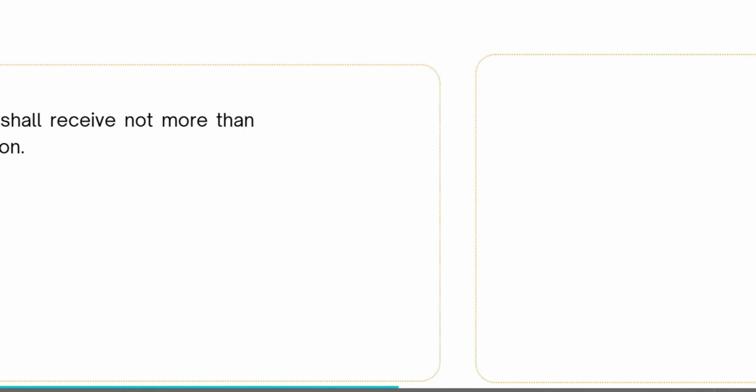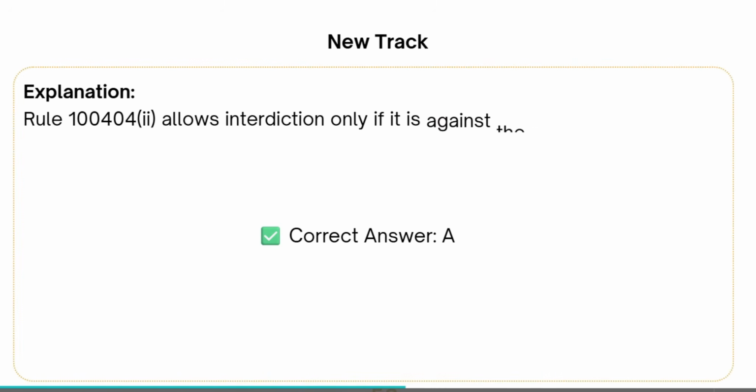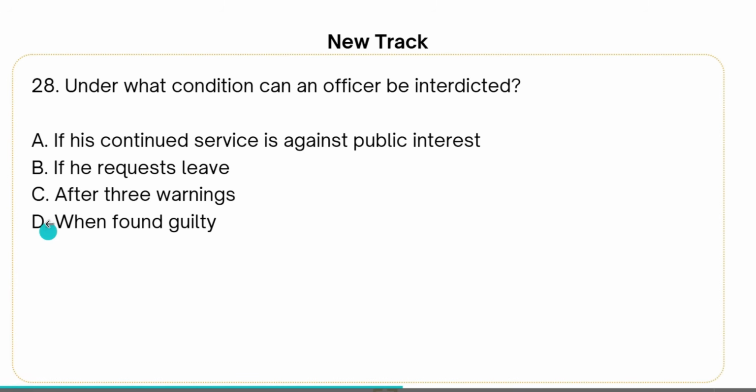Question on paragraph 29. Under what condition can an officer be interdicted? A. If his continued service is against public interest. B. If he requests to leave. C. After 3 warnings. D. When found guilty. The right option is option A, and option A says if his continued service is against public interest.